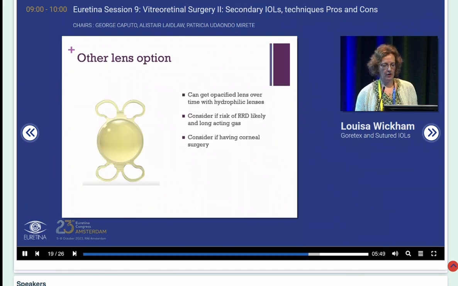Back to the thing of hydrophobic versus hydrophilic. There is a hydrophobic version that you could use. This is a micropure lens, which I've used to great effect. Works exactly the same as an Acryos, and you can use it in patients that you think might have detachment surgery.